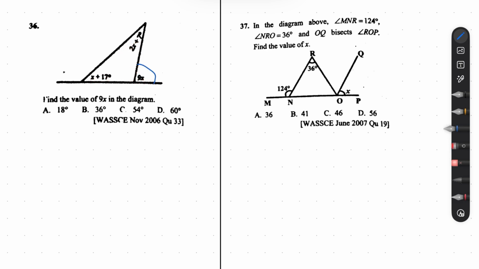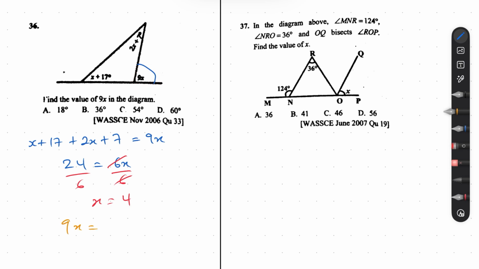So we have x plus 17 plus 2x plus 7 should give us 9x. So we have 24 equal to 6x. We can divide both sides by 6 to cancel out 6, so we can find x. 6 cancels 6, so x gives us 4. But what we're trying to find is 9x. So 9x is equal to 9 times 4, which is 36. And that is our answer, which is B.